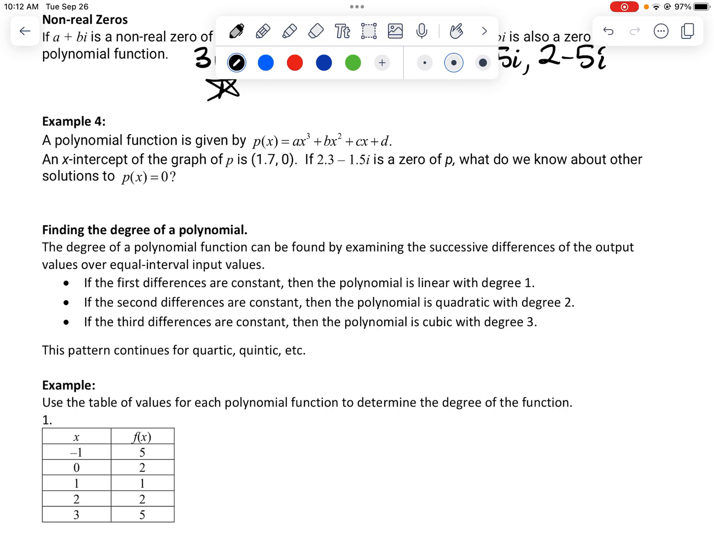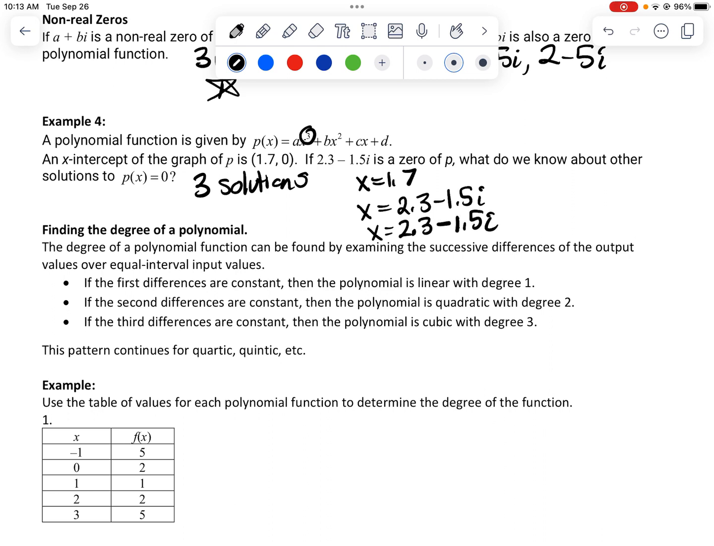So a polynomial function is given by p of x equals ax cubed plus bx squared plus cx plus d, and it gives us the x-intercept. Okay, if 2.3 minus 1.5i is a 0 of p, what do we know about the other solutions? Well, there has to be 3 solutions because it's of degree 3. So we have x equals 1.7, and then our other one is 2.3 minus 1.5i, and since they come in complex conjugates, it's got to be 2.3 plus 1.5i. So there are the 3 solutions.